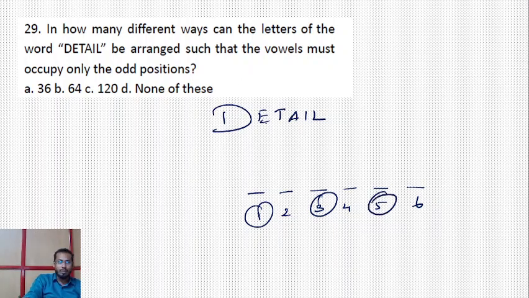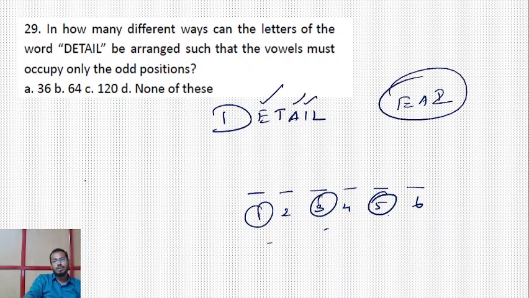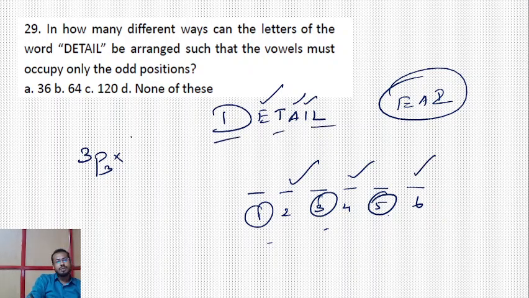So what are all the vowels here? These 3 are vowels: E, A, I. 3 places are there, 3 vowels are there. So write 3P3. Arrange this first. The remaining even places are 3 and the consonants are 3. So 3 factorial into 3 factorial. 3 factorial is 6, into 6, 36 is the right answer.